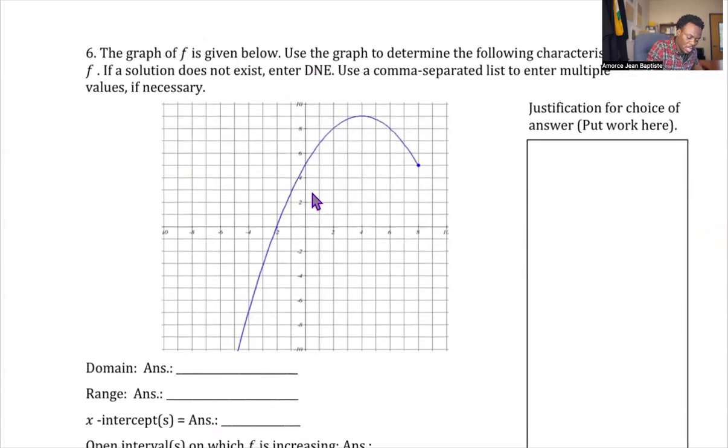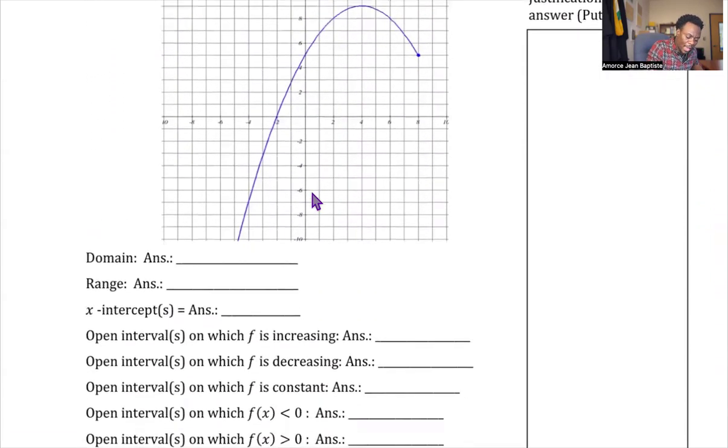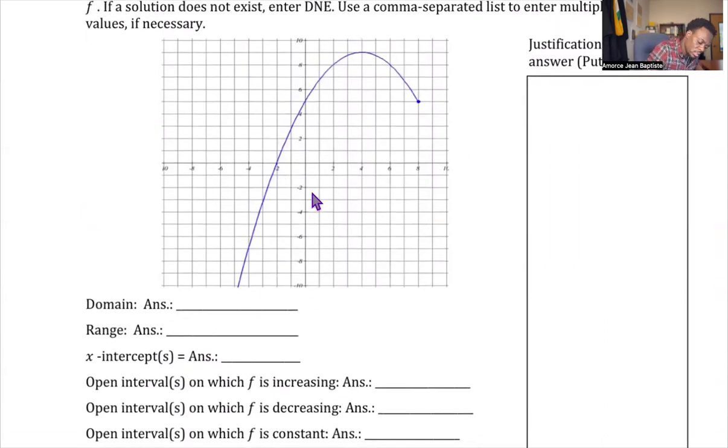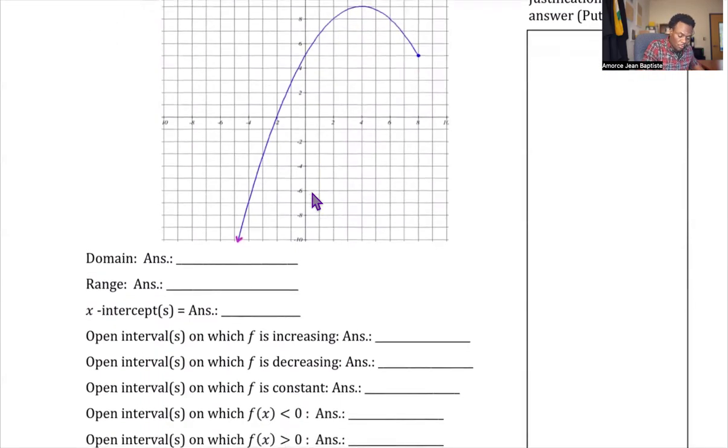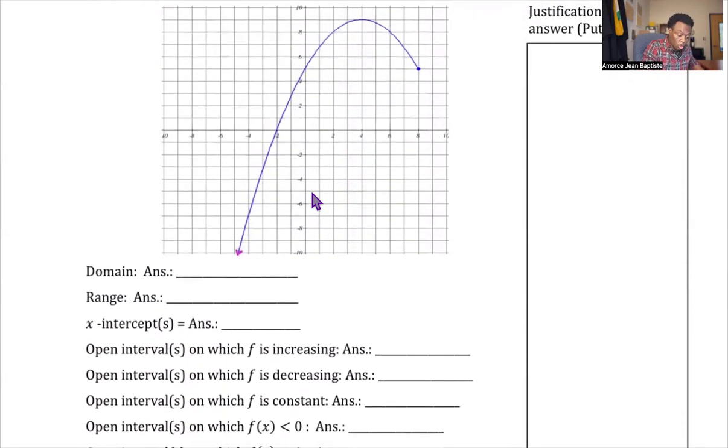Let's do the same thing here, but I'm going to add a few more things in that one. So we're looking for the domain, the range, the x-intercept, and then more of interval notation. But also, I want to talk about, in this example, when the function is positive and negative. Well, increasing and decreasing are not positive and negative. You have to make sure you understand that.